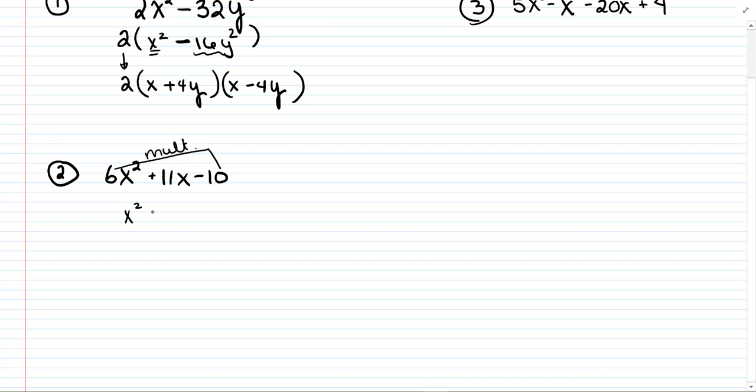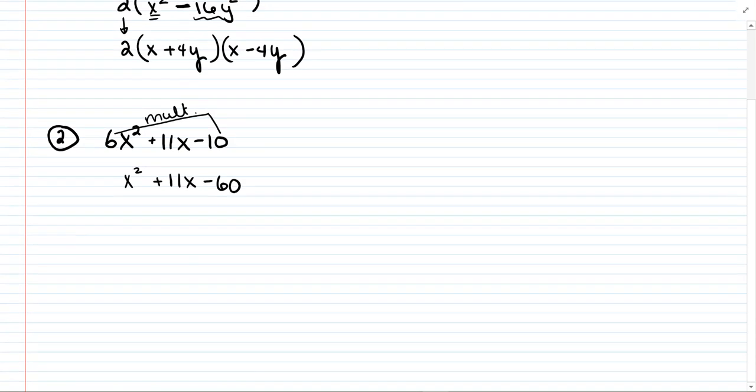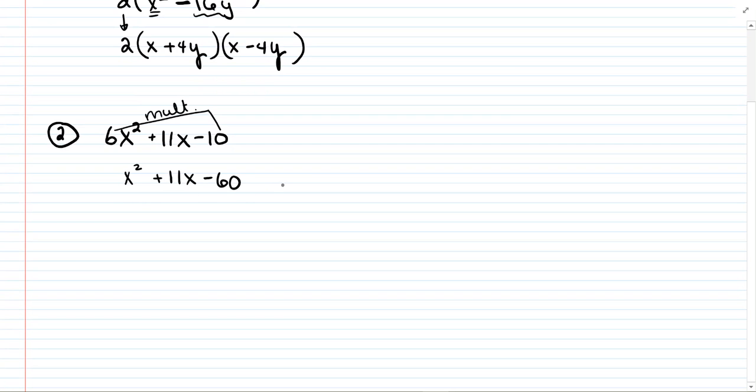For question number 2, if you're doing the multiply to get the 6 out of the first position, this becomes x squared plus 11x minus 60. Right? Then I can go ahead and factor. And again, you're thinking of what multiplies to negative 60, but what adds to positive 11. And that would be a 4-15 combination. And then you just have to get the signs right. So negative on the 4, positive on the 15.